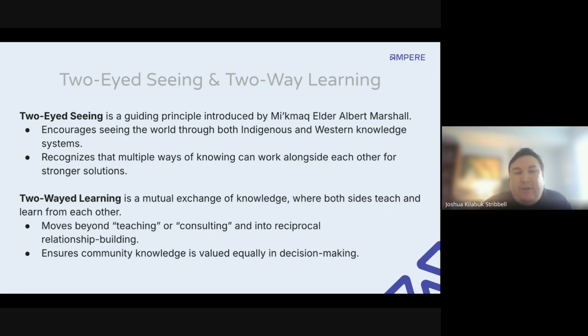And I kind of alluded to this earlier. That also includes a two-way learning, which is we need to learn how we're working in the communities that we're serving. We need to learn from, and you can't build the side of the house that is an Indigenous way of seeing without learning what those ways are.